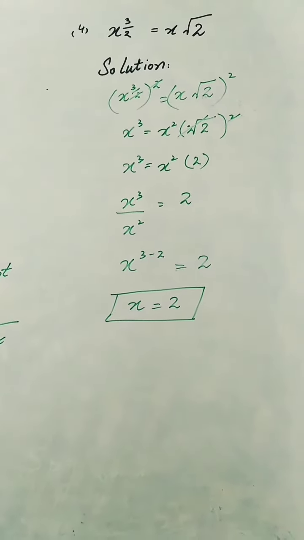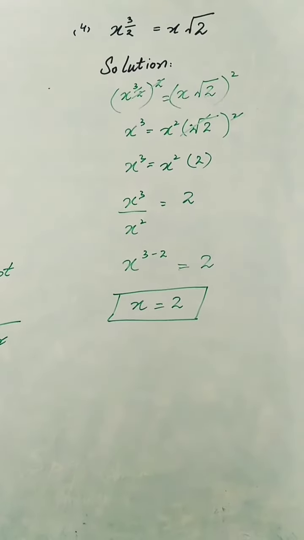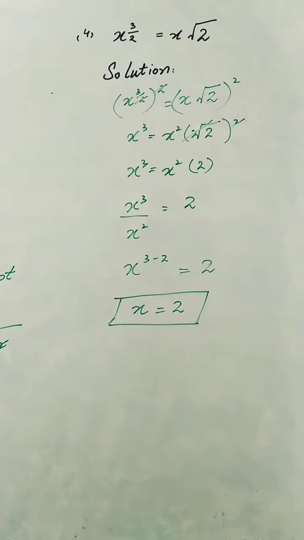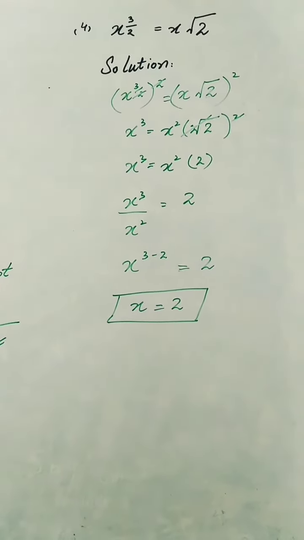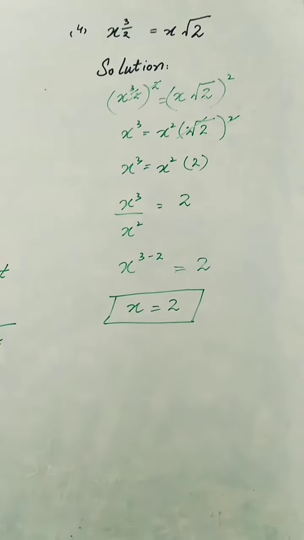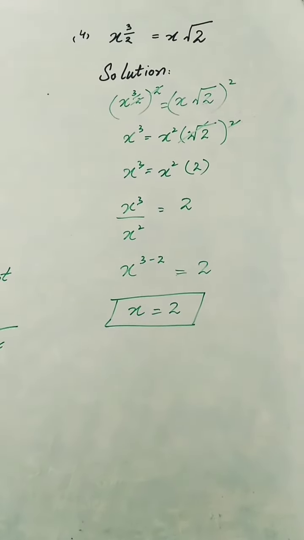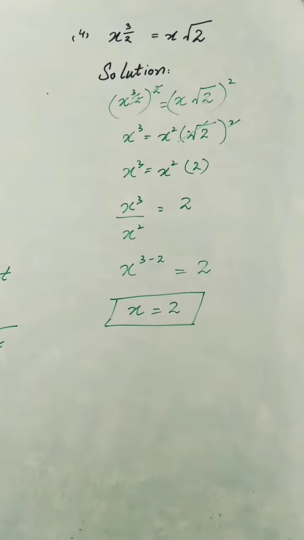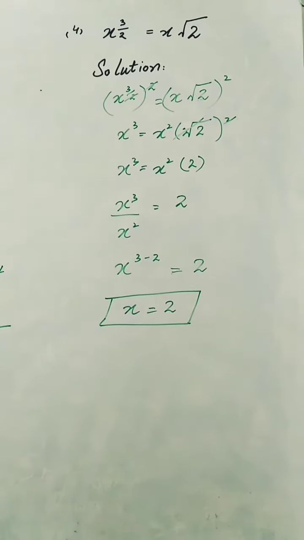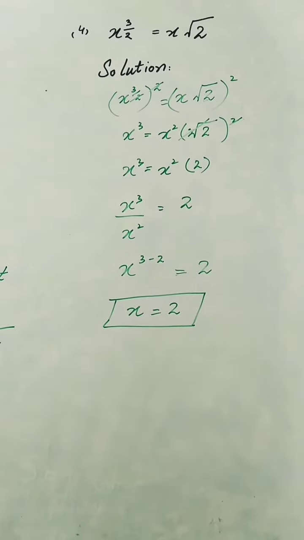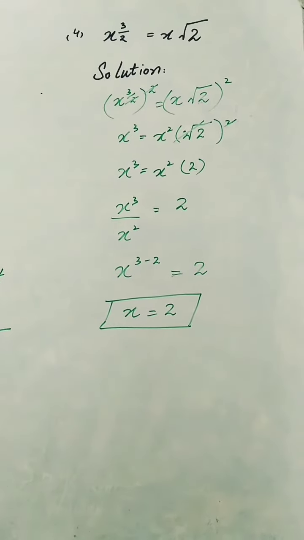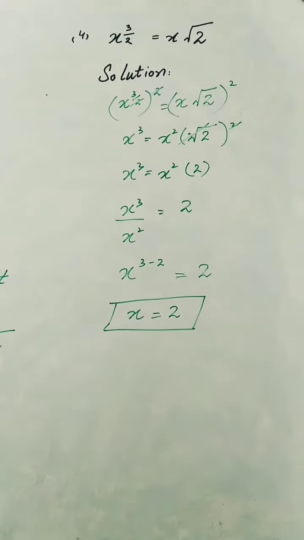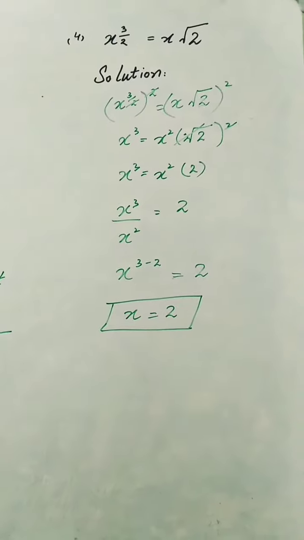Look at another question, which is x raised to the power 3 over 2 is equal to x under root 2. First, we take the square on both sides in order to reduce the power on x. So it becomes (x to the power 3 over 2) whole power 2, which will be cancelled out, and x comes out as x cube. On the other side, (x root 2) whole square comes out as x square, and root 2 squared will be cancelled out, so it comes out as 2 only. Now we have x cube is equal to x square multiplied by 2.